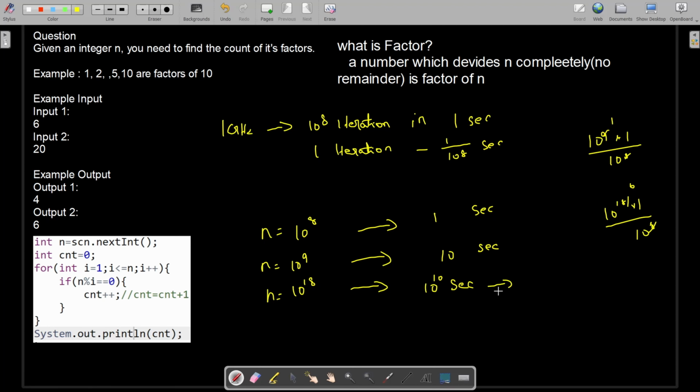Guys, listen carefully. How much time is 10 power 10 seconds in years? Approximately, Google it and tell me. It's approximately 317 years. Let's imagine you write a code, and you are given input n as 10 power 18. Do you think you will be alive for 317 years? Not really, right?